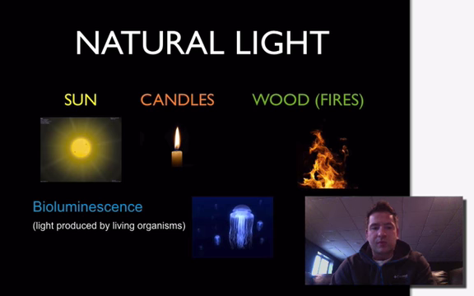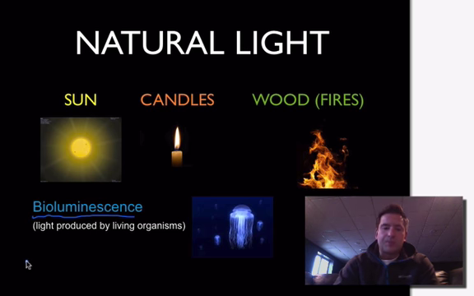So, what are the light sources? Well, the first light source, we have naturally occurring light sources, so natural light. So these are things such as the sun, candles emitting light, or wood producing fire, and then that fire is emitting light as well. Then we have this last one that's called bioluminescence. These are things like this jellyfish producing light, or a firefly. It's light produced by living organisms.